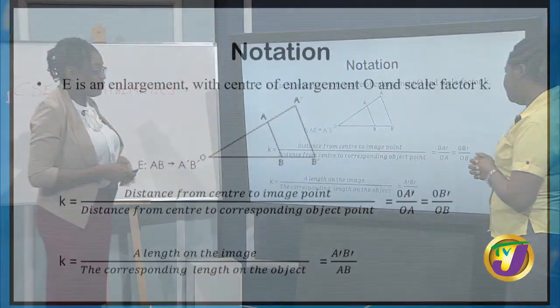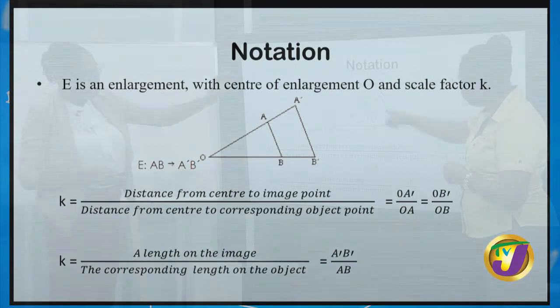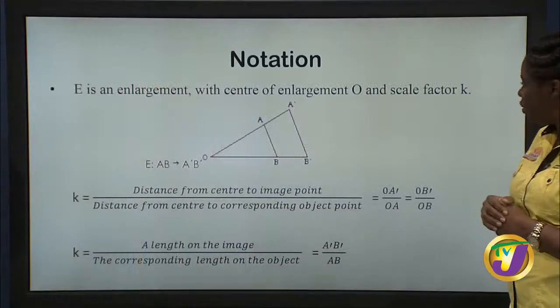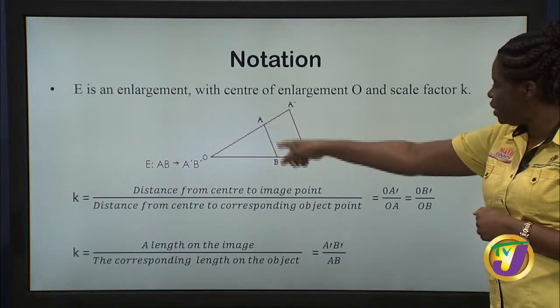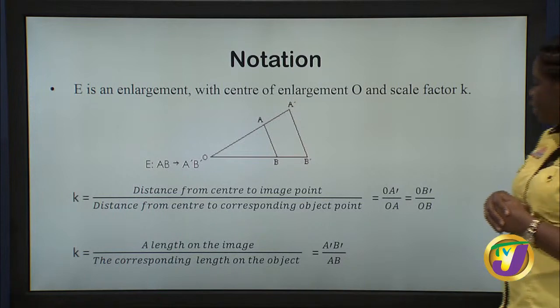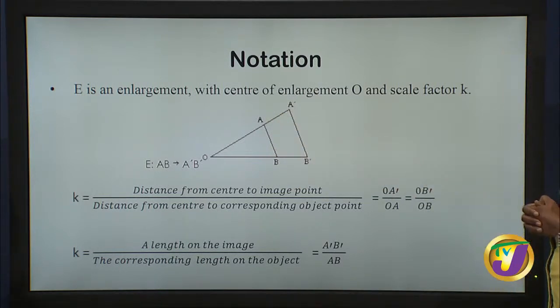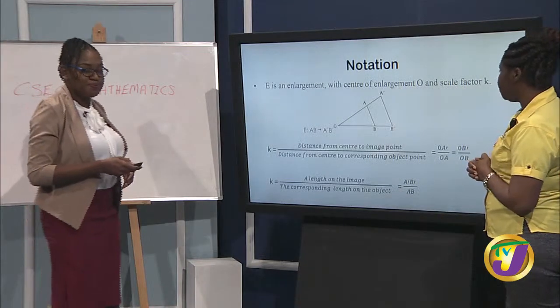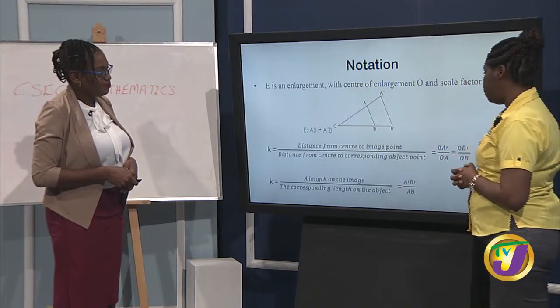So we can also find a scale factor by comparing a length on the image, so we are looking at the line segment A prime, B prime, and comparing it to the corresponding length on the object, AB. When we compare them, how are they related? How are they connected? That's how we would be able to find our scale factor.